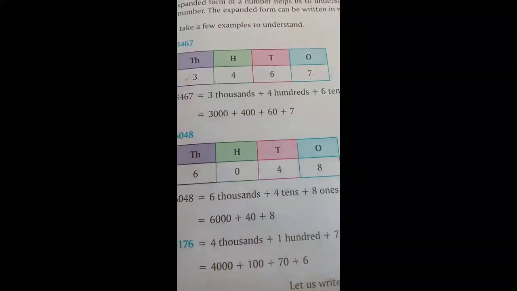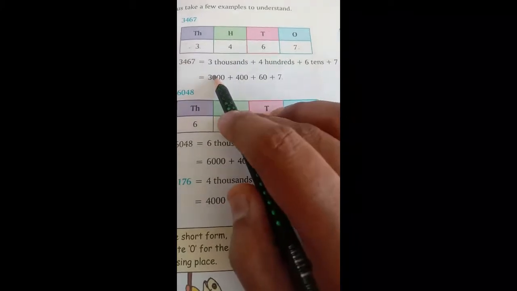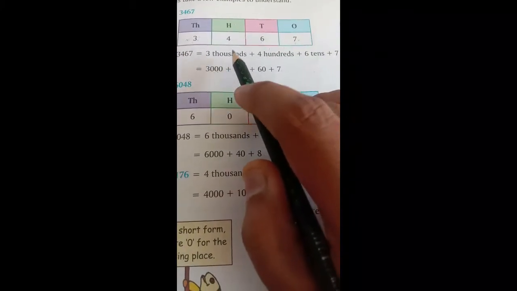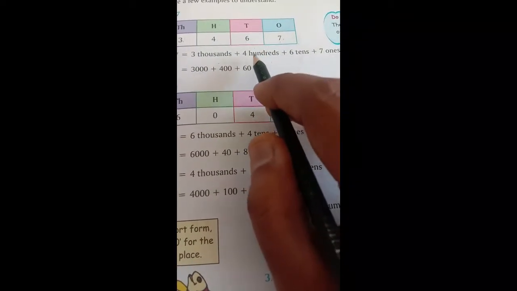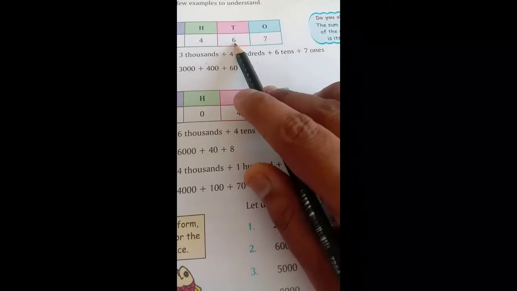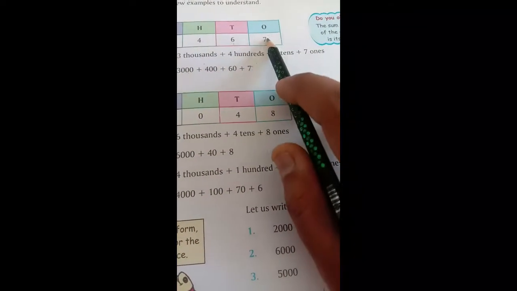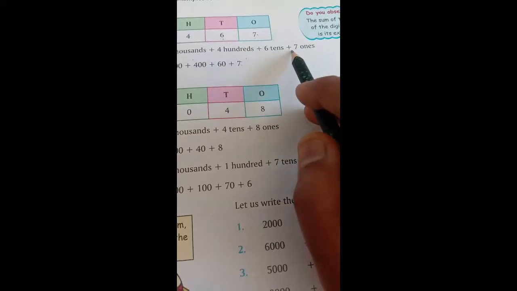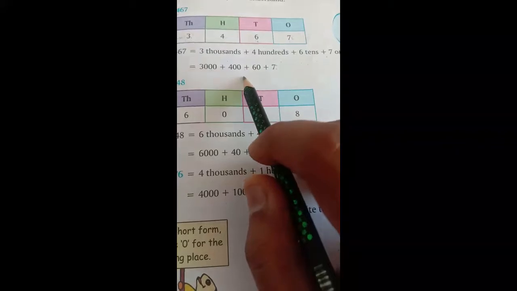This is called expanded form. Also we should write like this: 3000, so we should write the spelling of thousand. 4 hundreds, so we should write the spelling of hundreds. 6 tens, 60, that means 6 multiply with tens. So 6 tens. And 7 multiply with ones, so 7 ones. So this and this, both methods are correct.